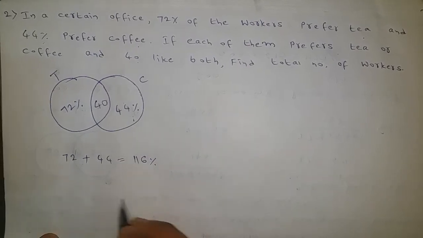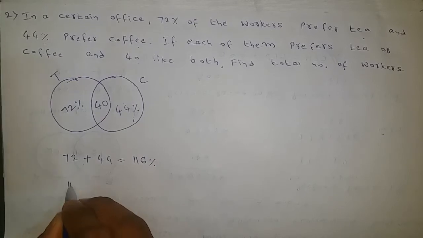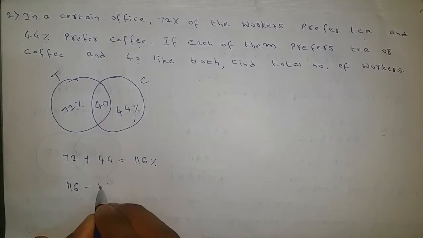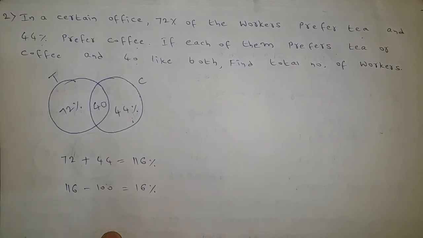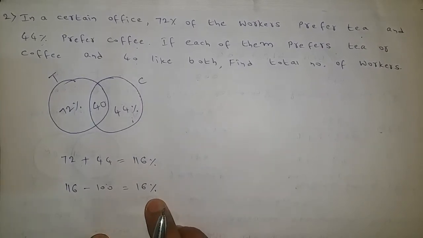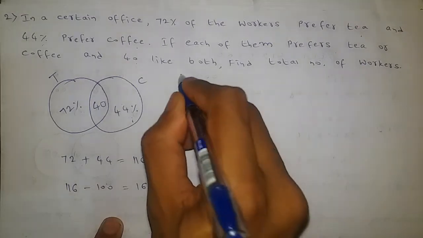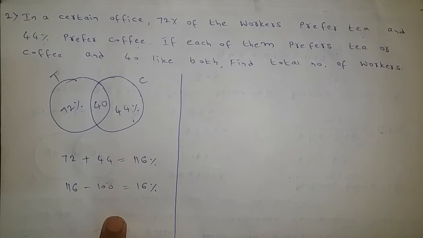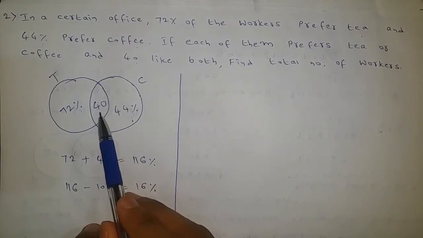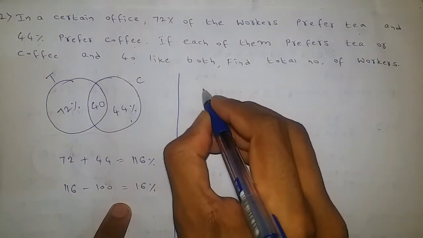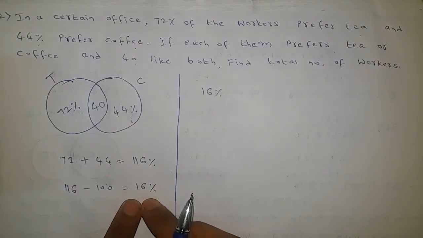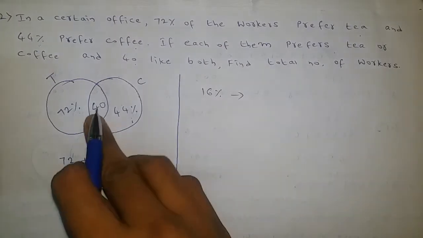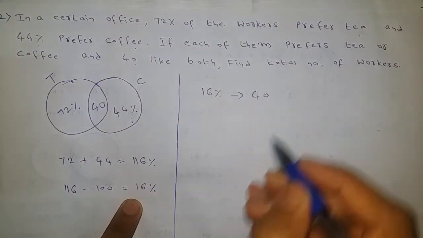So the total is 100%, right? From 116%, I am removing 100%, which leaves 16%. So it means these 16% people drink both tea and coffee. Here he clearly mentioned that the persons drinking both are 40 in number. So 16%, those who drink both, refers to 40 persons.